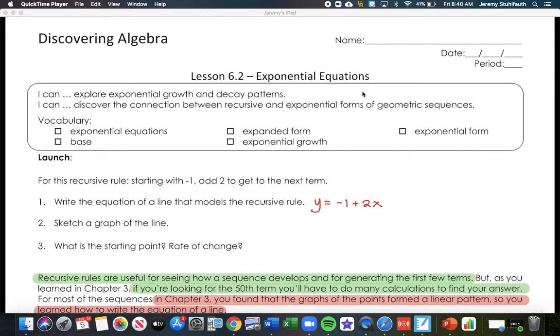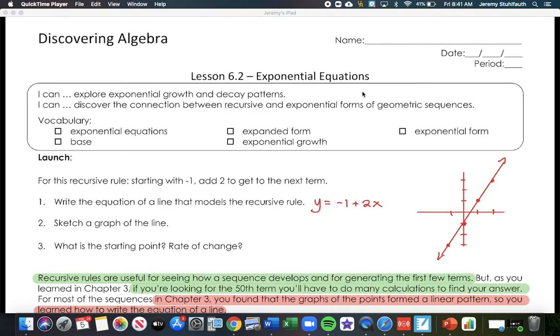To sketch a graph of the line, you would take your xy coordinate grid, like so. And then you would put a y-intercept of -1 on your graph, and then you would go up 2 over 1, up 2 over 1. You could also go down 2 over 1. So you get your line for your graph that looks like that.